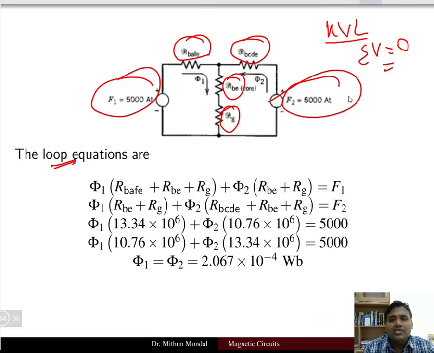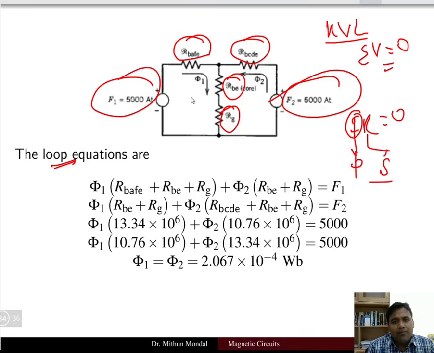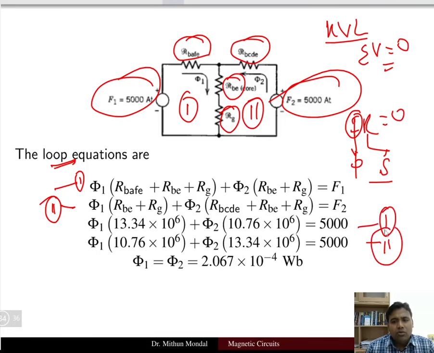So what you do is that the voltage drop you calculate as I into R is equal to 0. So here I will be substituted with flux and resistance will be substituted with reluctance, right? So just apply it to the two loops, 1 and 2. You have two loops, so this will be loop number 1 and this will be loop number 2. So you will get two different equations. So this is your equation number 1 and equation number 2.